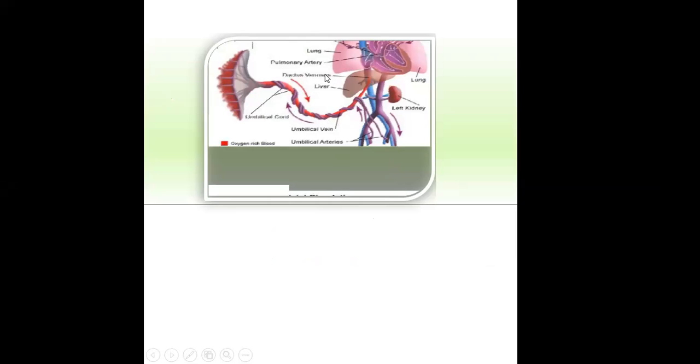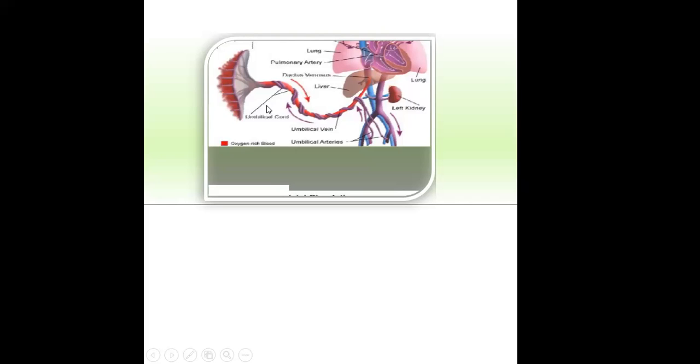So here is their diagram. We have the placenta. This is the umbilical cord. It consists of two arteries, one vein, and this here it is clear. It has umbilical arteries, one from the left, the other from the right, and then the umbilical vein is a single one.